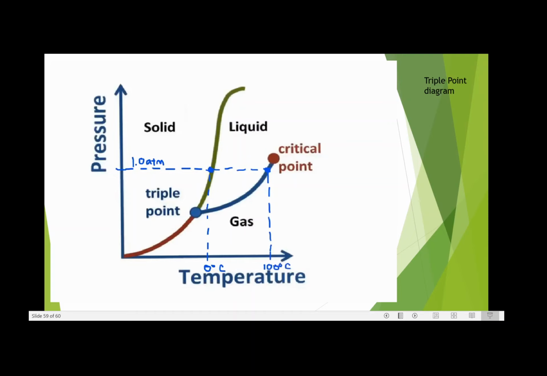Now, there's some other interesting things here. So we have these boundaries where we can have solid turning to liquid, liquid turning to gas. We can even have solid going straight to gas. We call that sublimation. We also have a point right here where all the different lines converge, and we call that the triple point. At the triple point, we actually get solid, liquid, and gas all existing at the exact same point.